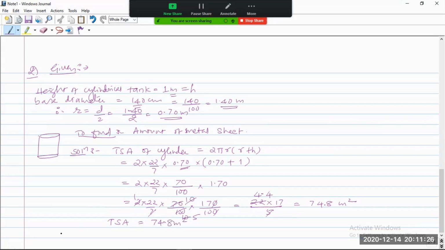So I can write the answer: the metal sheet required to make the cylindrical tank is equal to 74.8 square meters. So student, we have this example to find the metal sheet required, which means we need to find the total surface area of the cylindrical tank.